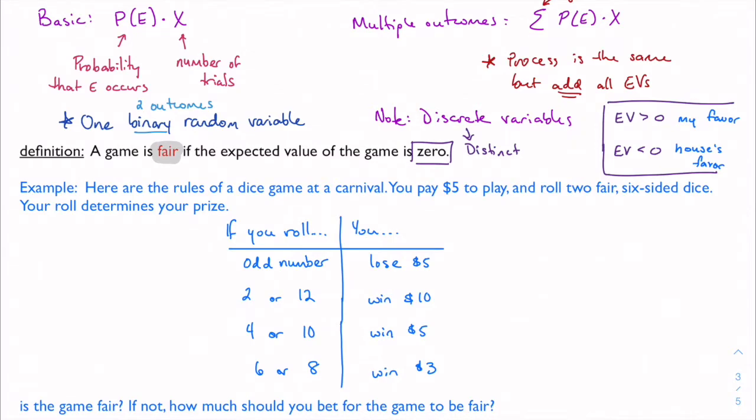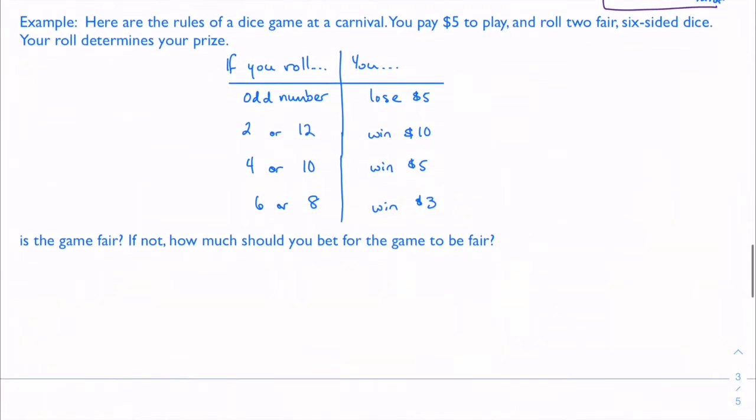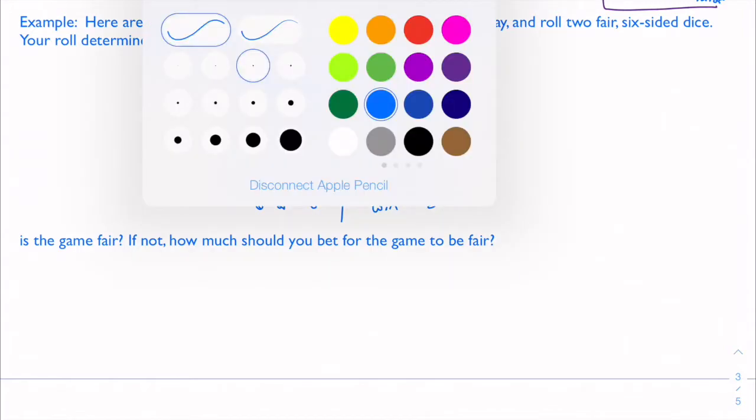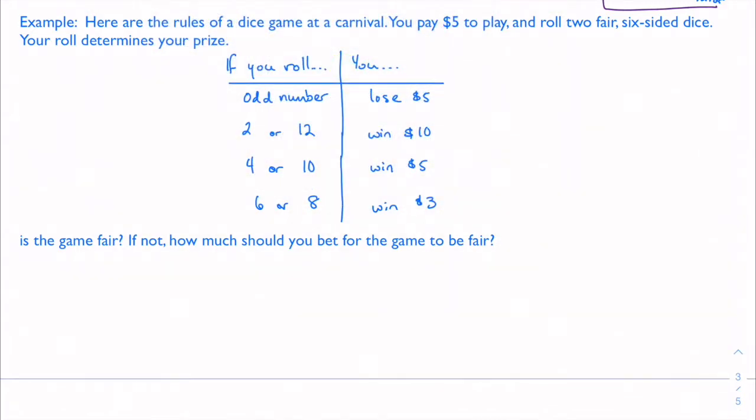So here's our carnival game. I'm going to roll 2 fair 6-sided dice, and my roll determines the prize I get. So it's a very simple game. You've got 2 dice on the table, you roll them, and whatever you get is what you win, right? You pay $5 to play, and here's how it works. I'll use the laser pointer. If you roll an odd number at all, you lose $5, right? You'd win nothing, so you walk away with the $5 in your pocket. You've lost the money.